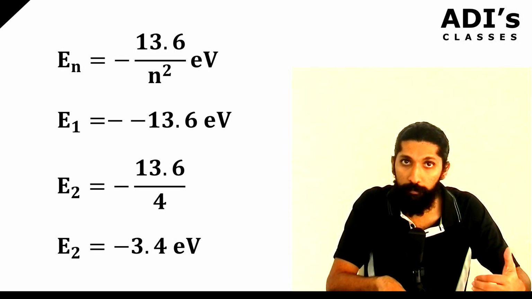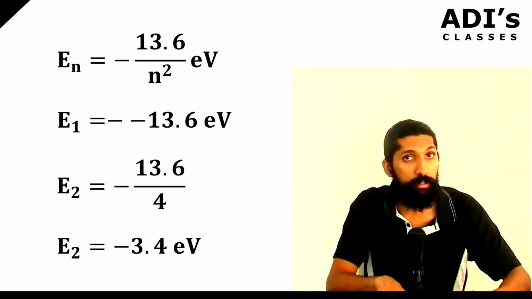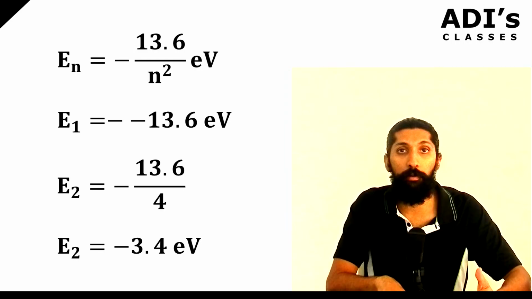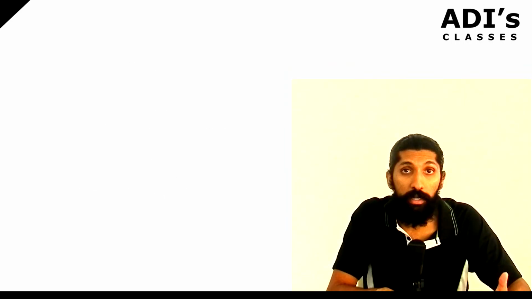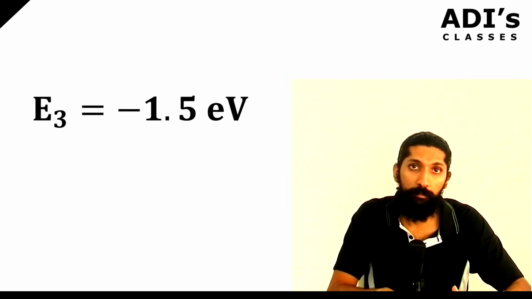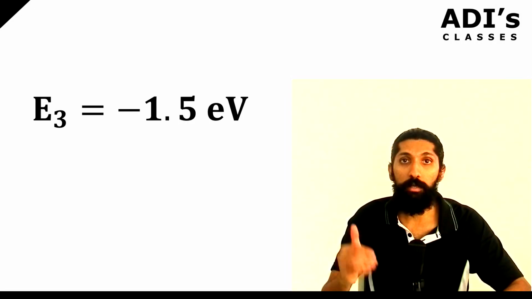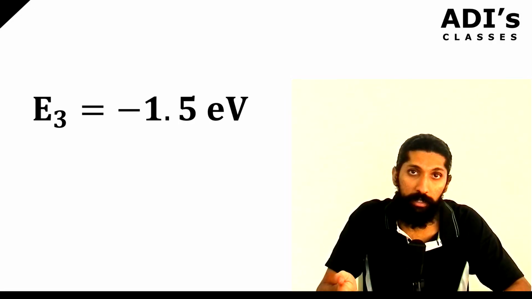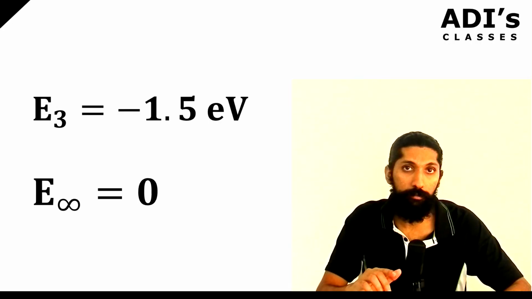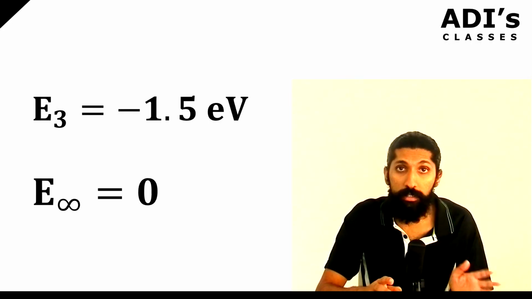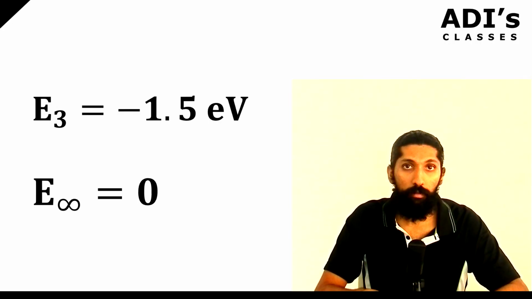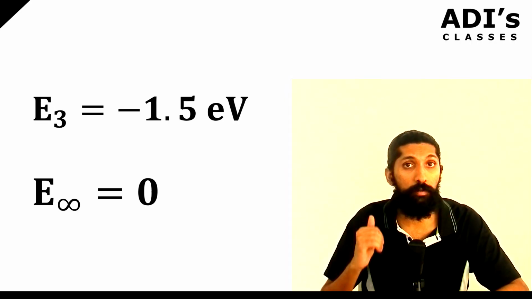Suppose I have to calculate for the third one, n is equal to 3, then minus 13.6 divided by 9 is minus 1.51 eV. So on and so forth, it keeps on decreasing, correct? Suppose n becomes infinity, then the energy is 0. Correct? Look at this energy level diagram. Now you can clearly understand how the jumping of the electrons will occur.